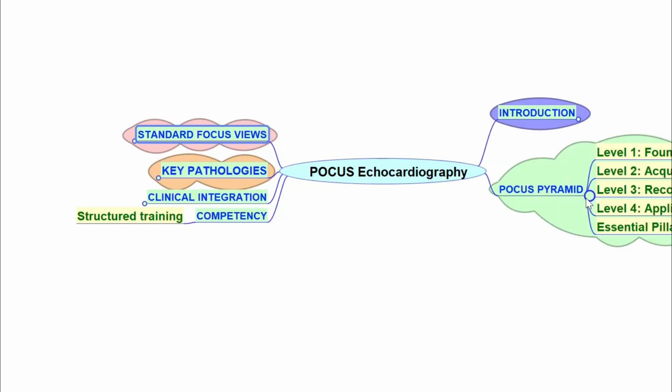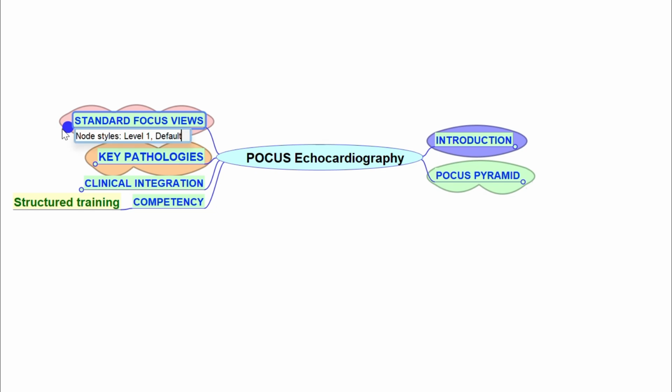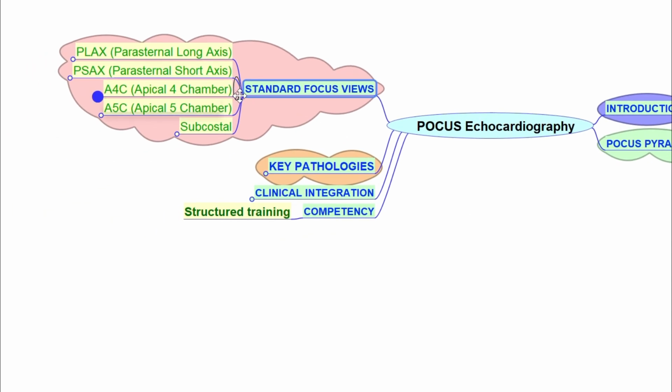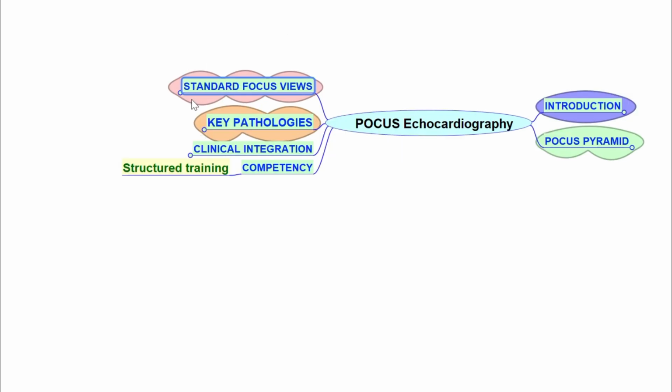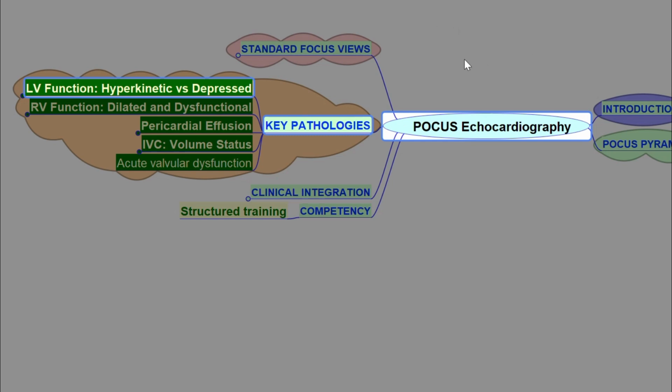In this third part, we transition from image acquisition to interpretation. The goal is not to become an expert in quantitative echocardiography, but to master rapid visual assessment, eyeballing, to identify critical pathologies at the bedside. Our fundamental evaluation is left ventricle function, right ventricle function, pericardial effusion, and IVC assessment. Then we move to pattern recognition for immediate clinical correlation.